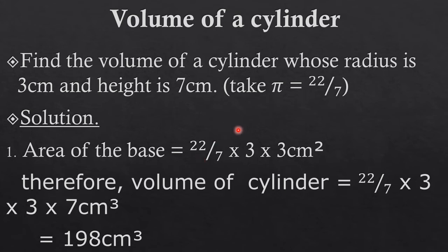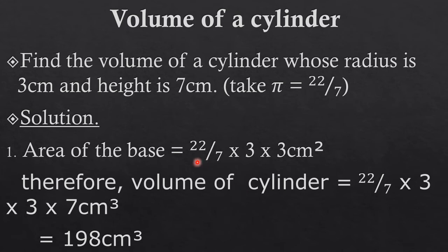So now let's look at our question. They said, find the volume of a cylinder whose radius is 3 centimeter and height is 7 centimeter. They say take pi equal to 22 over 7. So right now you're given that the area of the base is pi times 3 centimeter squared, which is pi times the radius squared.